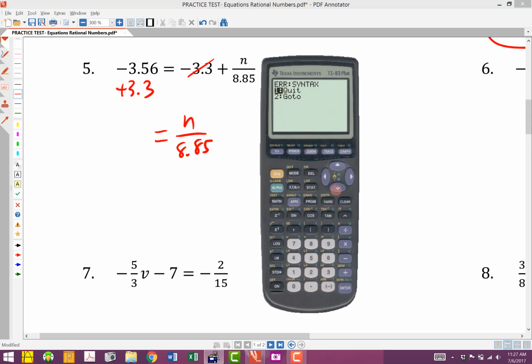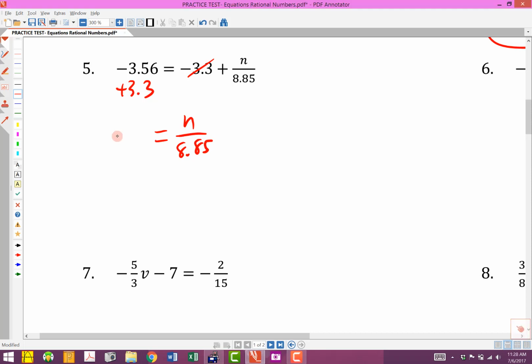Whoops, I made a mistake as far as syntax goes. Oh, I put a decimal at the end there, so let's just get rid of that. So negative 3.56 plus 3.3, add those together, we get negative 0.26, which you probably could have figured out from here, but that's fine. And then we're going to multiply both sides by 8.85.